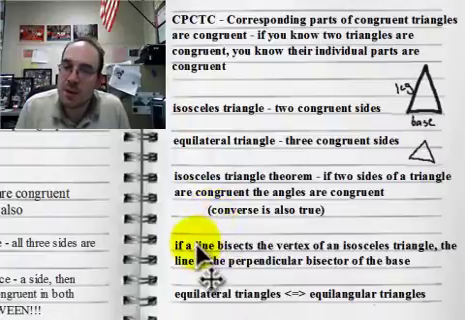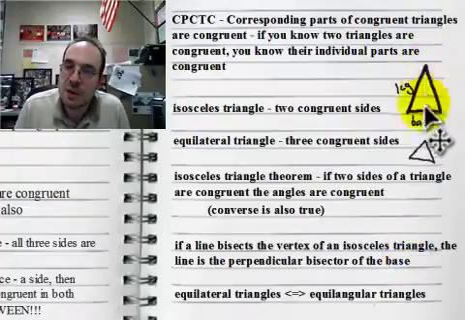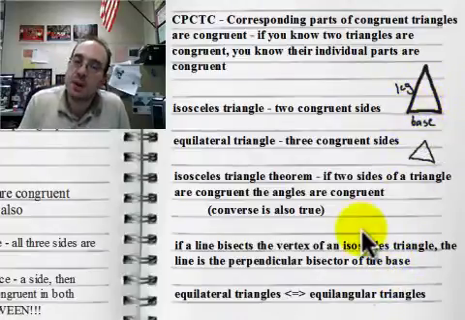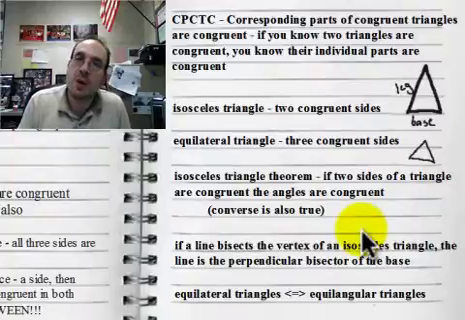Okay, another theorem that we will talk about says that if a line bisects the vertex of an isosceles triangle, so like this, then the line is the perpendicular bisector of the base. So it's a perpendicular bisector of this base. And we will talk about that also. So that's just a little bit of vocabulary for you.